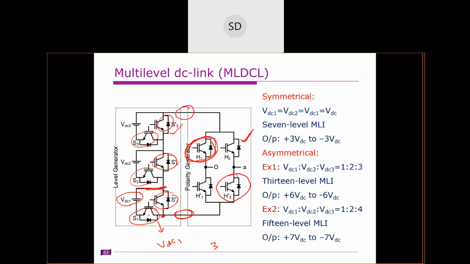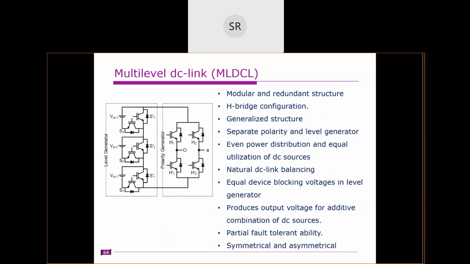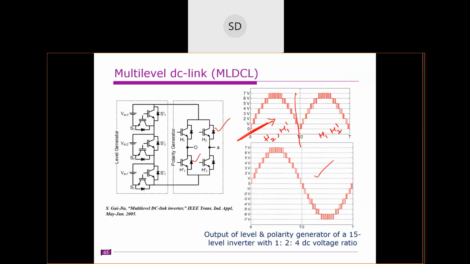Sir, if they are conducting, then no voltage will be across. Not sir, total voltage. No, see here, for example, this is conducting, right? So here the H2 and H1 dash are conducting. So what is the voltage across this switch? This voltage will appear as a blocking voltage, right? If the switch is conducting, the source voltage appears across the other switch. Agree? If S1 is conducting, the source voltage appears across the switch, right?